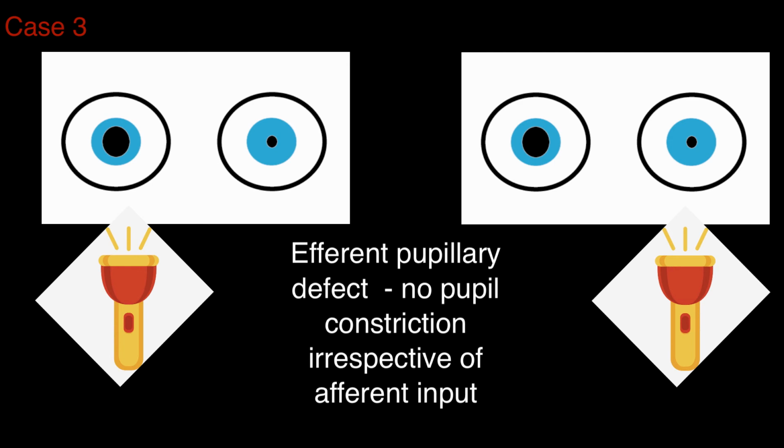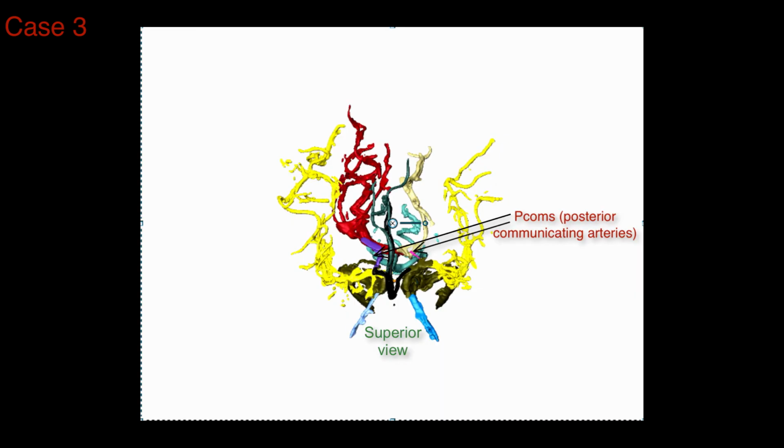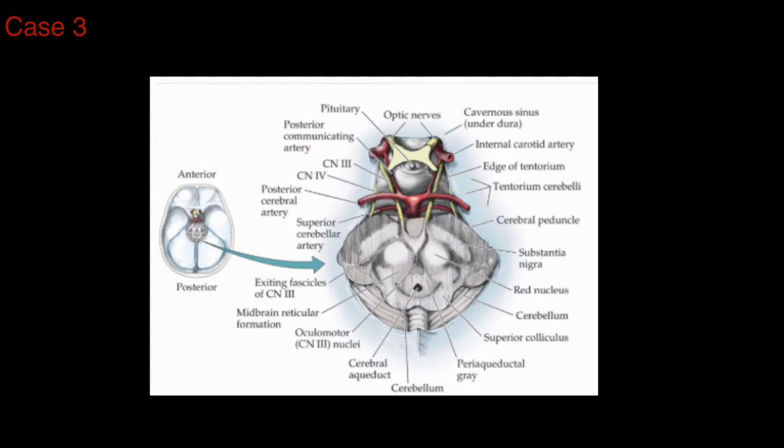So what is it that's compressing his oculomotor nerve? Well, remember when we said that the communicating arteries are much more susceptible to aneurysms than the main arteries? The PCOM runs directly over cranial nerve 3, so an aneurysm can cause deficits of the parasympathetic oculomotor nerve while sparing the motor fibers. And this is one plausible explanation for our patient's symptoms.